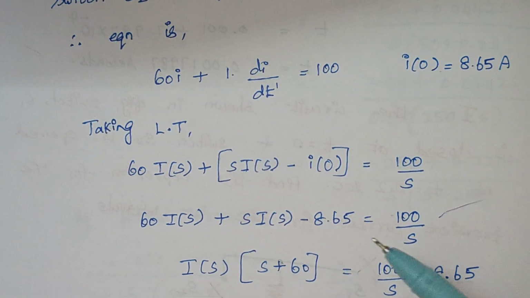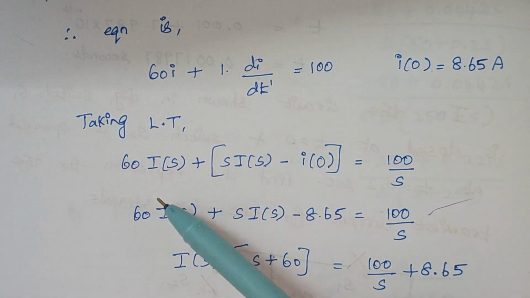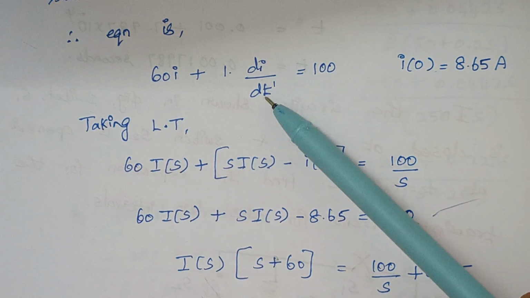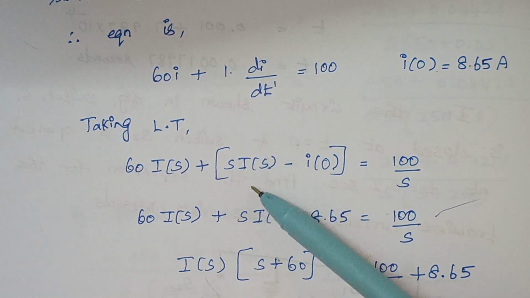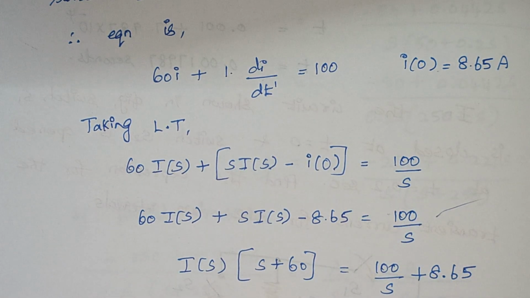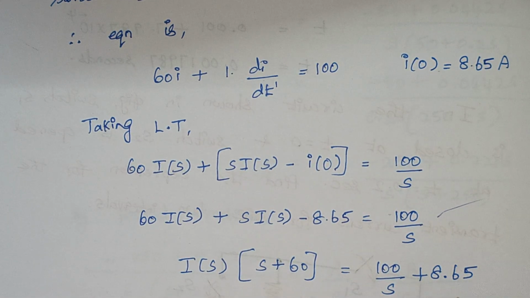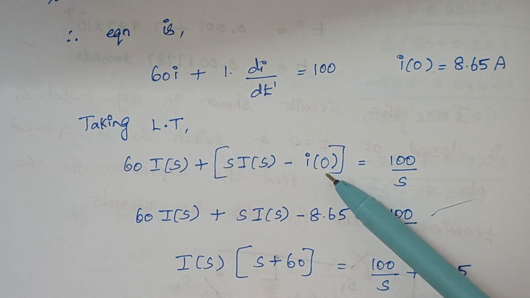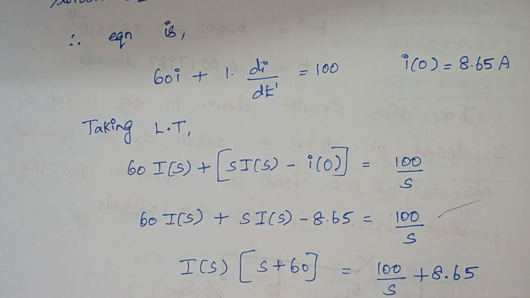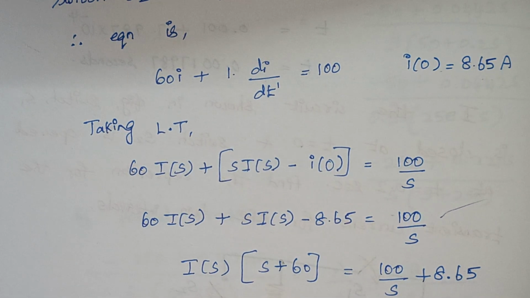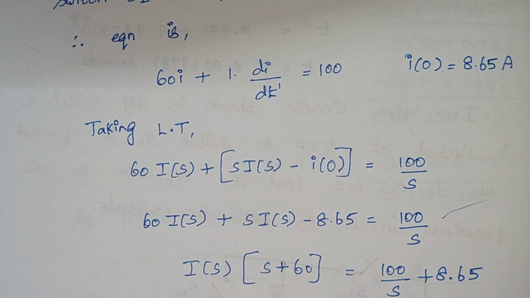Laplace transformation. So you take Laplace transformation, as we all know, di by dt becomes s into I of s minus I of 0, right. So here again, in the place of I of 0, we have calculated it is 8.65 amps. So just substitute it over here. And finally, we have to find an expression for I of S.